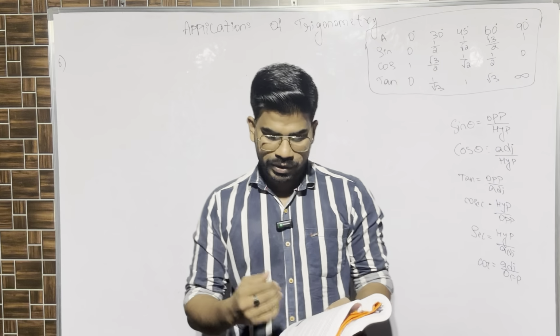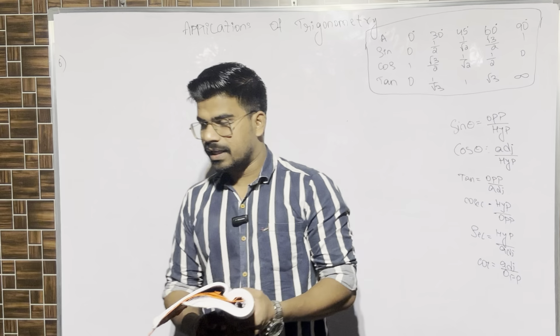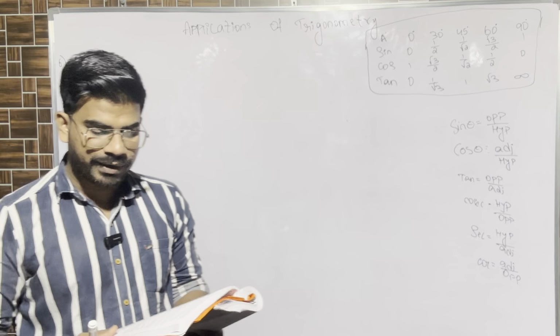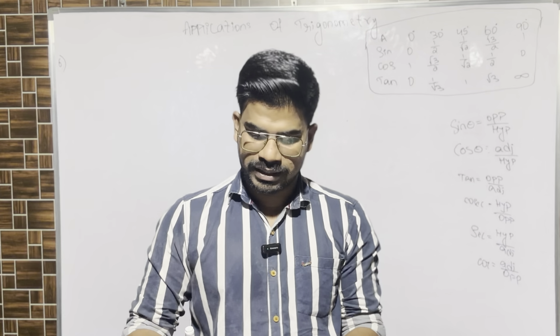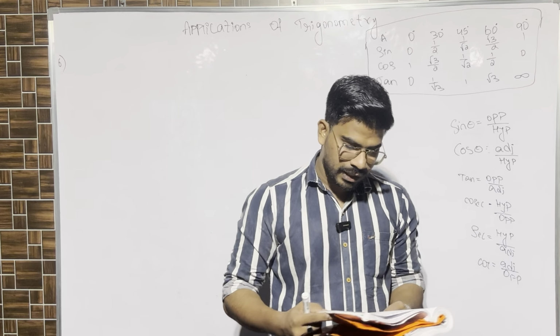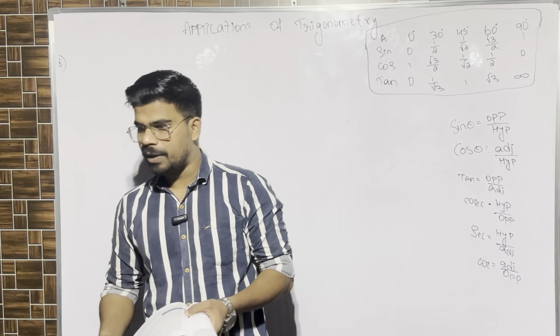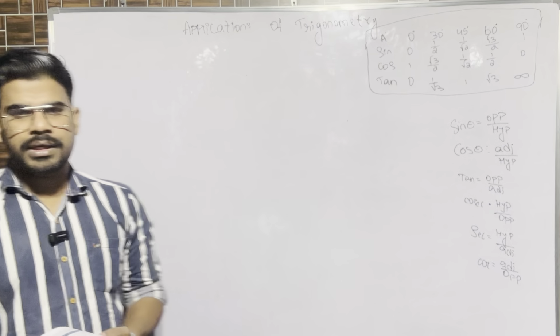Like for example, this question is given: the angle of elevation of top of the building from foot of the tower is 30 degree, and angle of elevation of top of the tower from foot of the building is 60 degree. One of the angle is 30 degree, one of the angle is 60 degrees. If the tower is 30 meter high, find the height of the building. Tower height is given, we have to find the height of the building. This is actually quite easy.